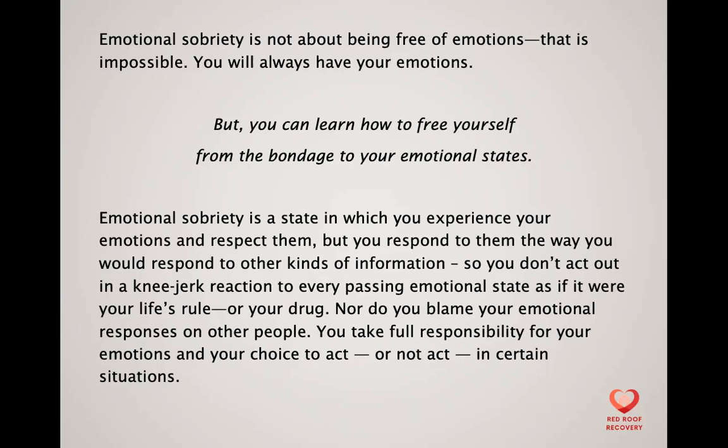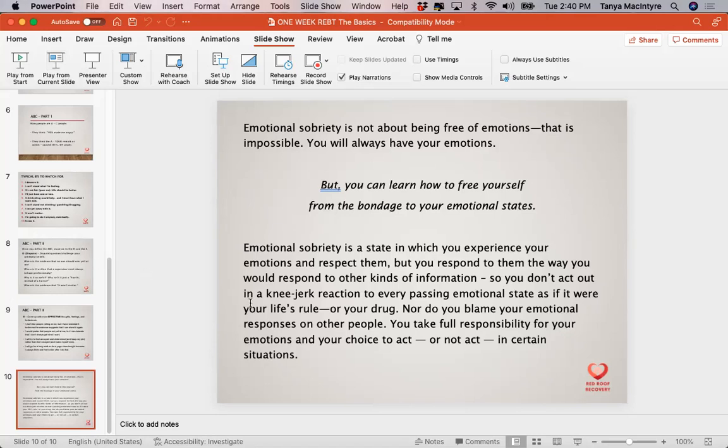So this is a really helpful exercise to go through. Emotional sobriety is not being free of our emotions. Emotions are not going anywhere. That's impossible. We're always going to have our emotions, but we can learn how to free ourselves from the bondage to our emotional states. Emotional sobriety is a state in which you experience your emotions and respect them, but you respond to them the way you would respond to other kinds of information. So you don't act out in a knee-jerk reaction to every passing emotional state as if it were your life's rule or your drug, nor do you blame your emotional responses on other people. It's about taking full responsibility for your emotions and your choices to act or not act in certain situations. How's that? Rational emotive behavioral therapy in a nutshell.